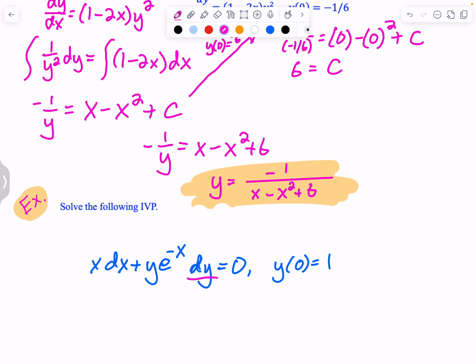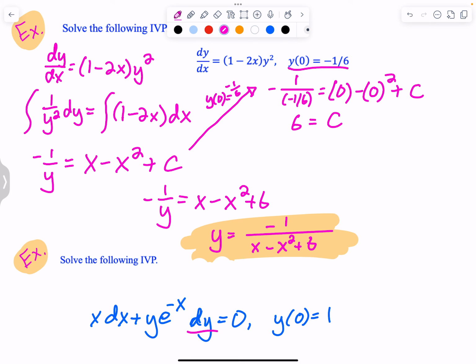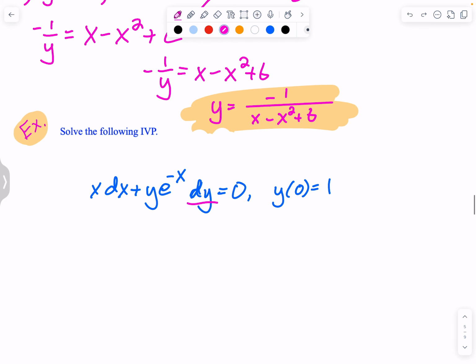I could put whatever C I wanted there. But in this case, if it goes through an exact point, I have to solve and look for C like we did here. And then I have a particular solution. All right, so let's do this for this next one.